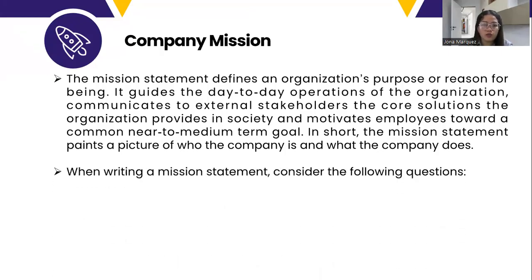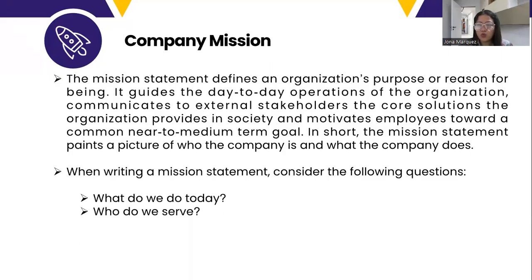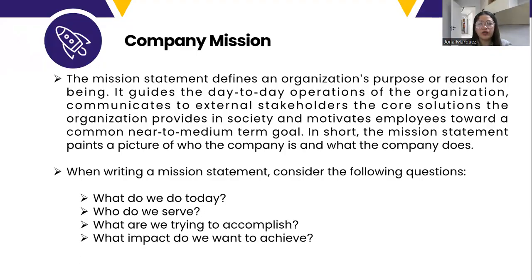Okay, so in writing a mission statement, we need to consider these questions. What do we do today? Another question, who do we serve? Another question is, what are we trying to accomplish? What impact do we want to achieve? So these questions help you to establish a company mission.